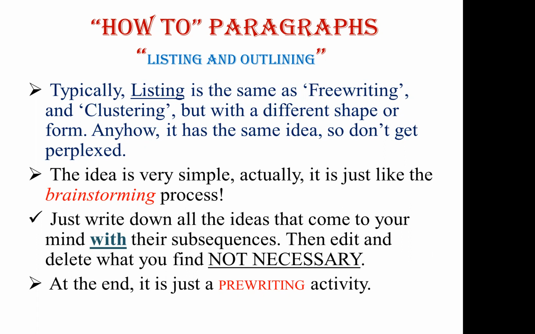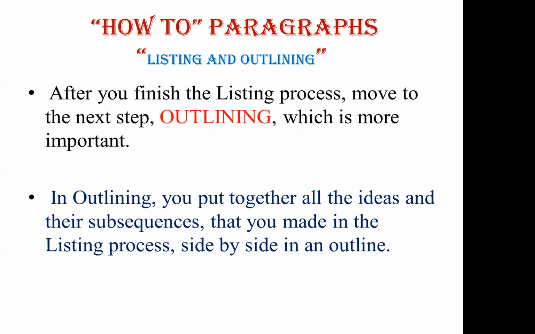Right now, we have some examples, okay? After you finish the listing process, move to the next step, which is outlining, which is more important, okay? In outlining, you put together all the important ideas after editing, and their subsequences that you made in the listing process, side by side in an outline. Of course, there will be sentences, not just ideas. You'll put them in sentences, but they will be in an outline.